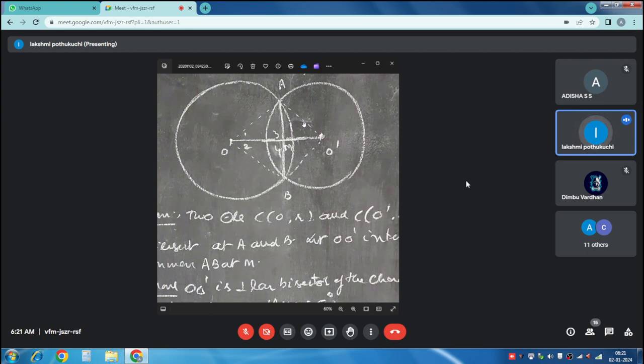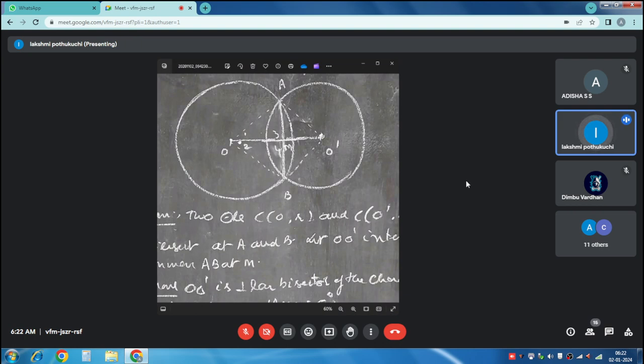In these two triangles, AO is equal to BO, radii of the first circle. AO dash is equal to BO dash, radii of the second circle. OO dash is common for both. Therefore these two triangles are congruent by SSS rule. Therefore, by CPCT, angle 1 is equal to angle 2.